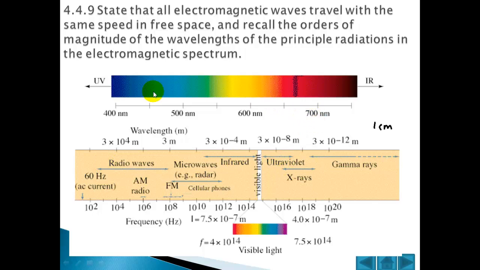Ultraviolet is beyond the violet end of the spectrum, so it's less than 400 nanometers and goes down to 10 to the minus 9 meters. Here we have X-rays, and gamma rays is around 3 times 10 to the minus 12 meters. This is the kind of picture that you need to have.